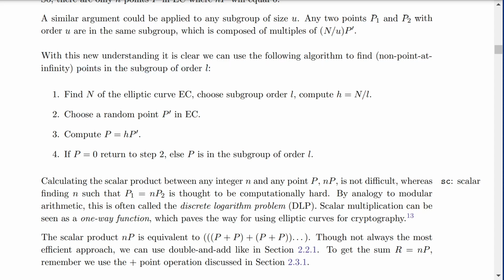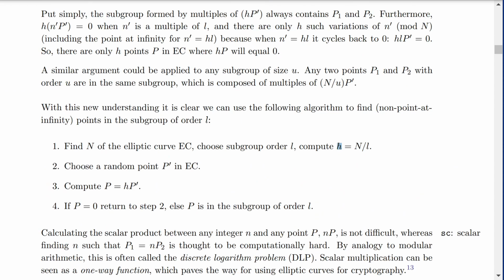And with this, if we understand properly, you're given this process where we just find the order of a given elliptic curve, and then we choose our subgroup order that we're interested in and compute the cofactor h by dividing the order of the elliptic curve by the subgroup order. And we just choose any random point on our elliptic curve and we multiply it by the cofactor.